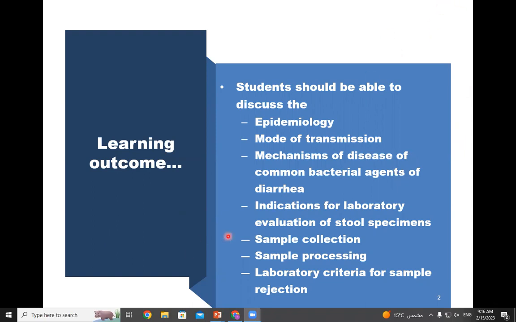I also expect you to know the mechanism of disease, because as you'll find out, these agents use different strategies to cause infection. Having an idea of what is going on could explain how the patient presents clinically, and maybe what you should expect and what you should do.